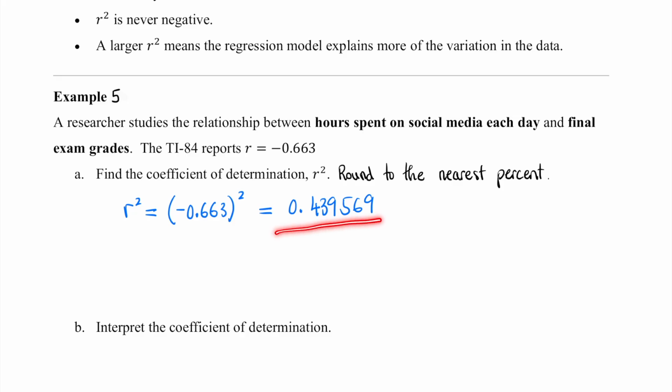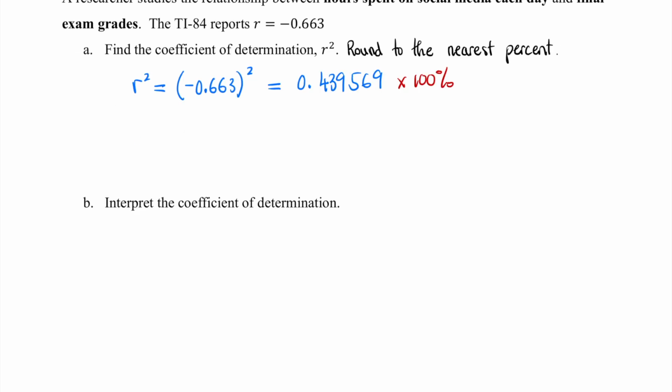Now, to convert this number to a percentage, we multiply by 100%. And r squared equals 43.9569%. And we want to round it to the nearest percent. So we have 44%.